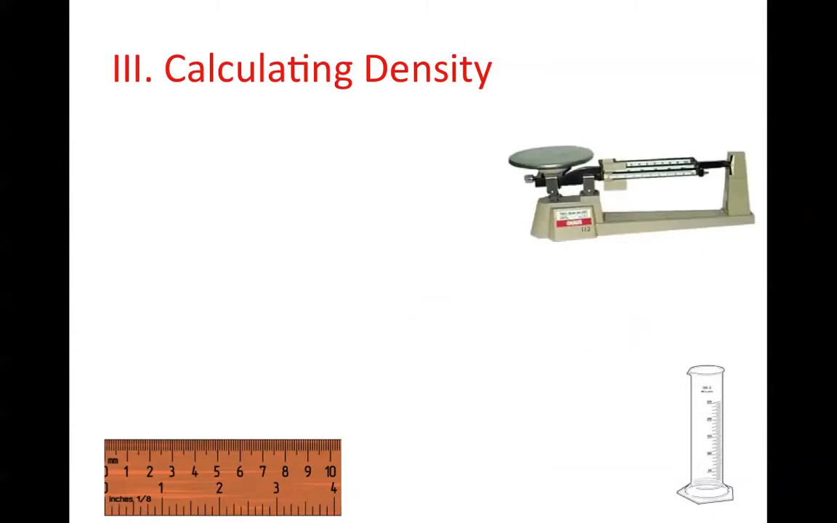Next part, you should still stay on page 49 and write Roman numeral 3, calculating density. So we're going to use a specific way of calculating density, and you need these 3 tools right here, right? Our formula for density is mass divided by the volume. To calculate the mass, we have to use a triple beam balance. To find the volume, we can either use a ruler to measure the sides of a block, or if we're finding the density of a liquid, we can use the graduated cylinder to find the volume of the liquid.